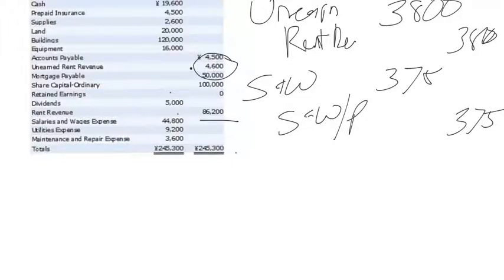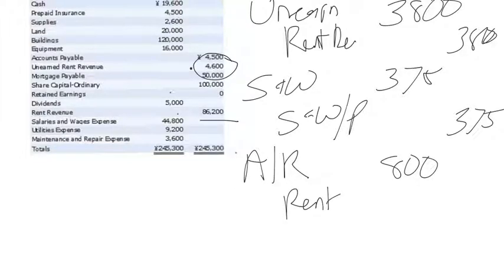The 6th one is rent of $800 was due from tenants at August 31st. You just need to look at what accounts are there for your company. In this case, they have accounts receivable because this is what they do. This is what their customers owe them. So they're going to now owe them rent of $800, and that becomes rent revenue of $800.